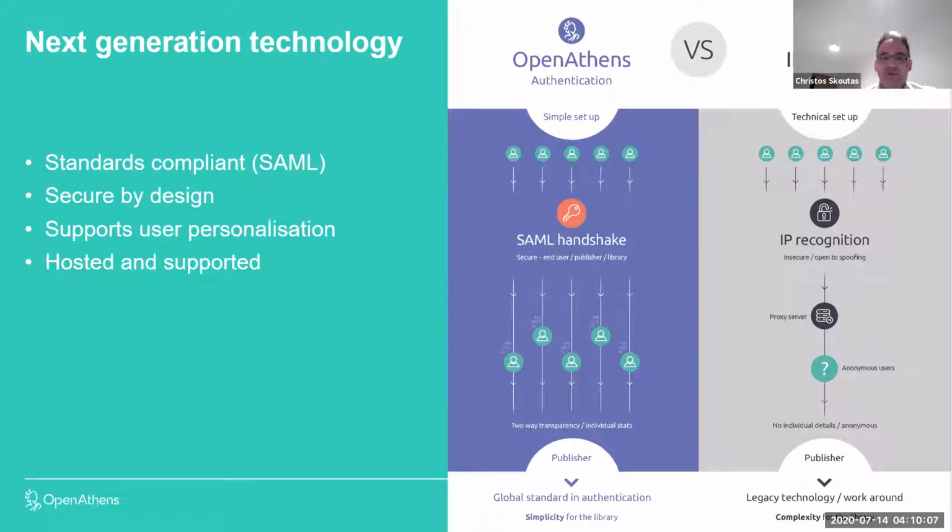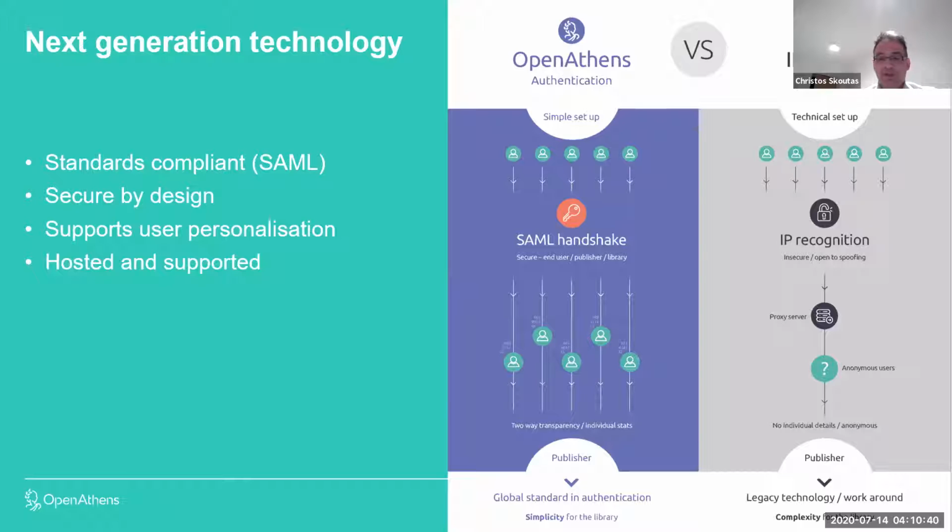What I'm showing you here is the difference between OpenAthens authentication and IP recognition. OpenAthens is based on that SAML authentication method. SAML technology is purpose-built for authentication. It's down to the individual level, and so we are not just sending an IP address. We are sending other credential information. It's basically a much more secure way of exchanging information. So it benefits libraries and end users.